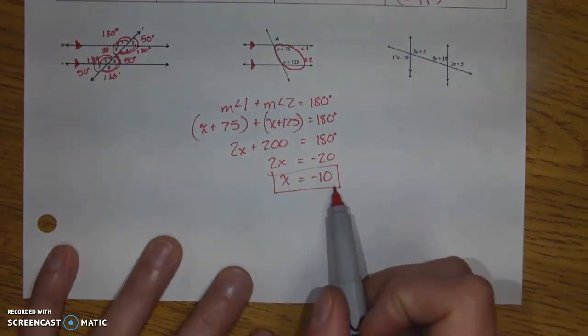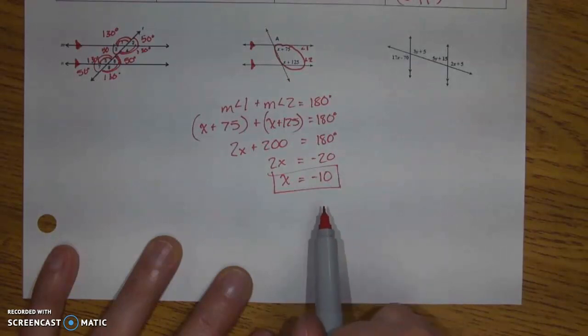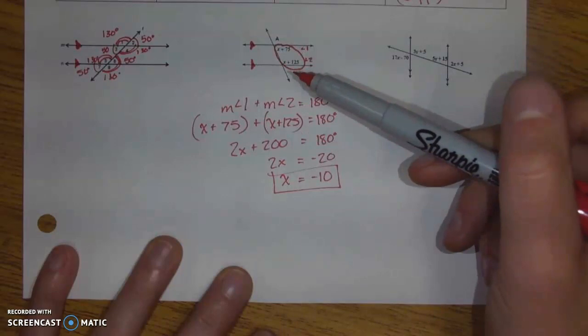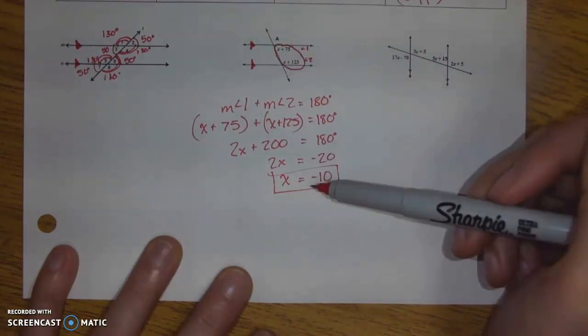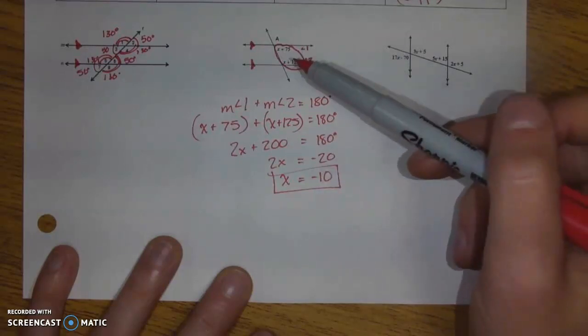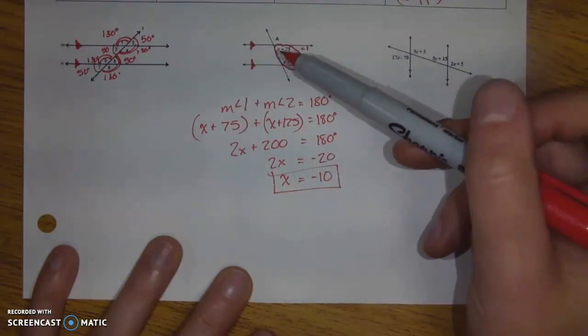A lot of people will see this and say, well, that can't be right because you can't have a negative angle measure. Well, that might be the case, but we aren't actually saying that the angle has a measure of negative 10. We're saying that x has a measure of negative 10. And so x here would then get substituted in.